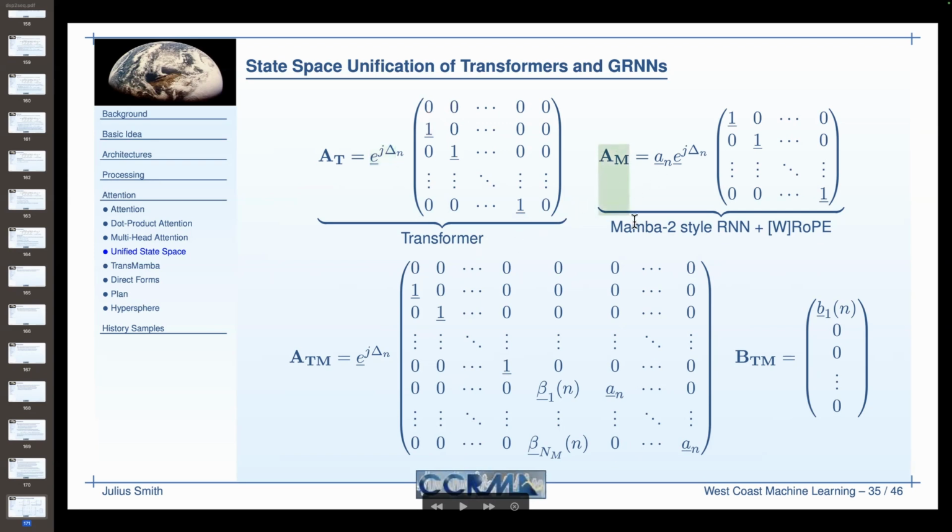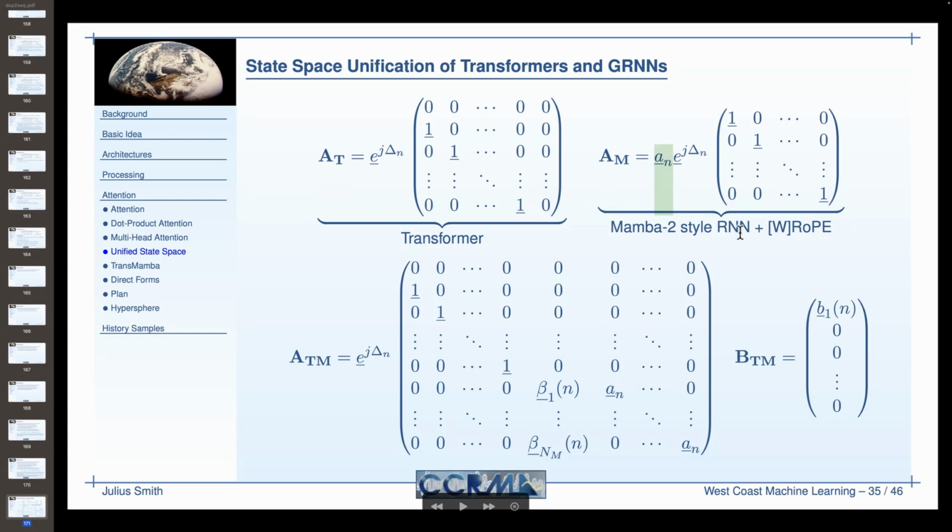And then the state transition matrix for Mamba, for an RNN, is a diagonal matrix, and it can also have RoPE. They don't usually do this actually, but you can put it in if you want. And then of course you also have your forgetting factor that is a function of the input. And so it's similar to Mamba 2 or regular Mamba. There's not that much difference between them.